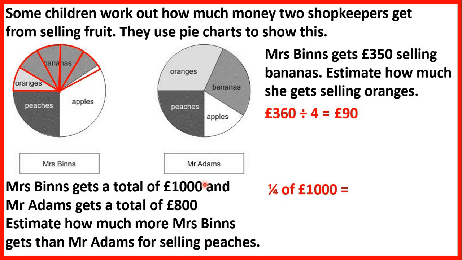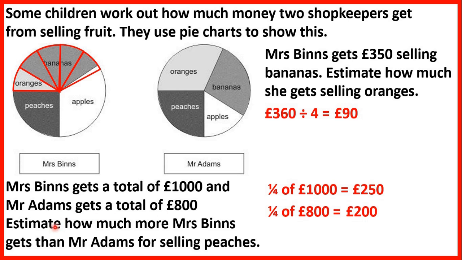So we can find 1/4 of £1,000. That's £250 because 1,000 divided by 4 is 250. And if we look at Mr. Adams's pie chart, again we can see that peaches makes up 1/4 of the pie chart. So because he gets a total of £800, we can find 1/4 of 800. So that's 200 because 800 divided by 4 is 200.